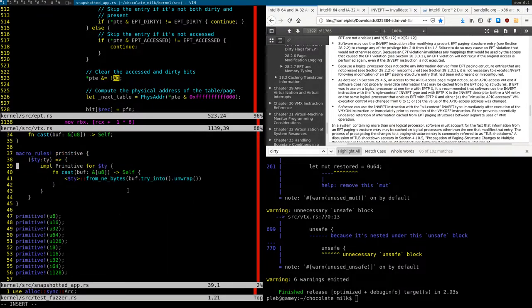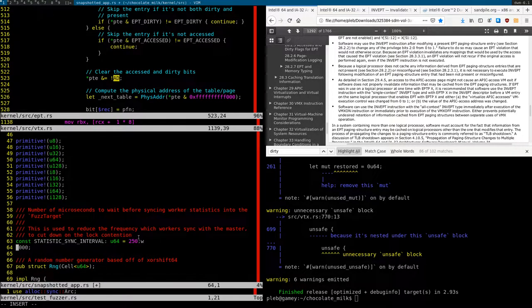Set the sync interval to 250, that's fine.